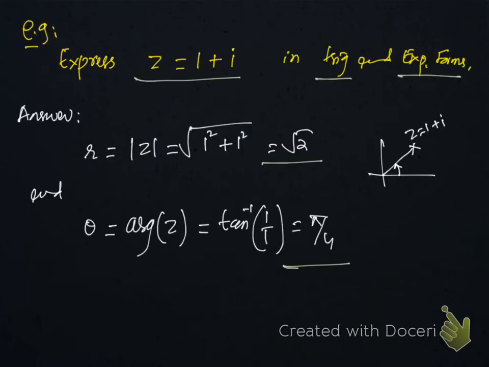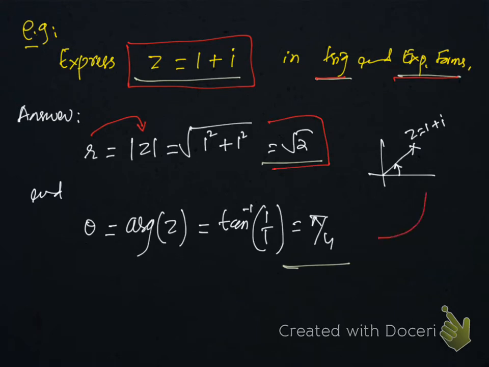Now, how to express a Cartesian form into both the polar forms? Let's understand this with this example. We have z is equal to 1 plus i in this example, and the question is to express this z in both the polar forms, trigonometric and exponential. First, for both the forms, we need the modulus. We need the value of r, and the value of r is basically modulus z. Here the modulus of the complex number 1 plus i is root 2.